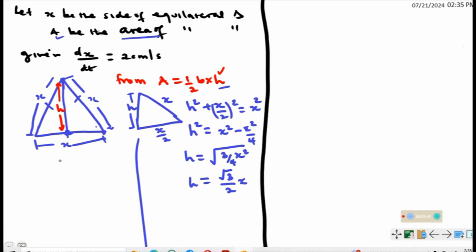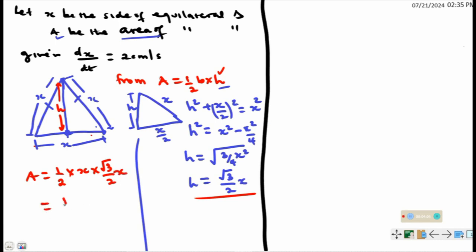So from there, we have got our h as this, and we need to come up with the area. So what will be the area of this triangle? The area will be a half times base, which is x from here to there, times root 3 divided by 2 of x. This will imply that a quarter times root 3 of x squared will be our area. So the area is root 3 divided by 4 of x squared. So we have got our area.